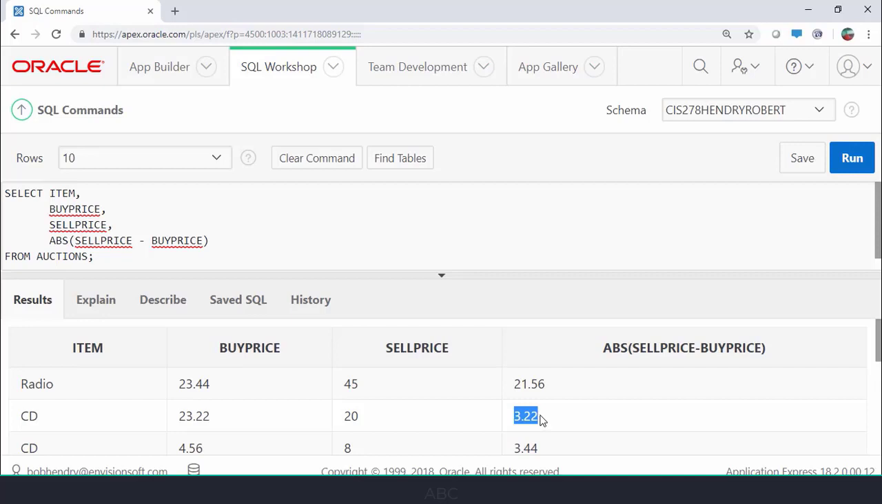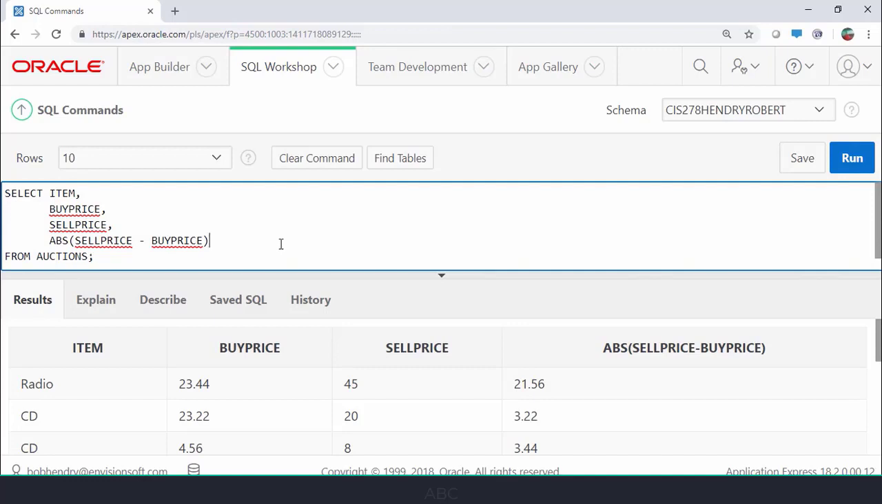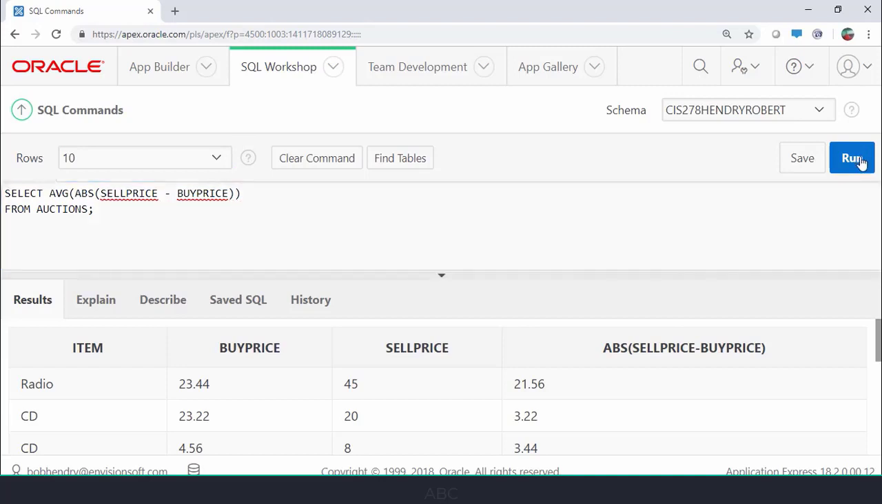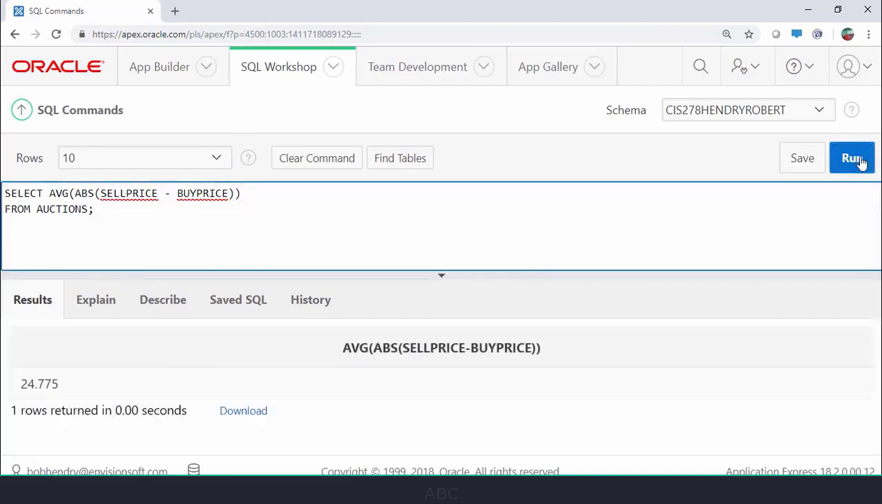Now, if you want to look at the average volatility, like for example, I look at this and say, what's the average difference between my buy price and my sell price? What you can do is the following. If I want to look at the average difference between my buy price and sell price, I can say select average, absolute value, sell price minus buy price from auctions. And let me make sure that works. And then I'll take a pause and you can take a look at it.